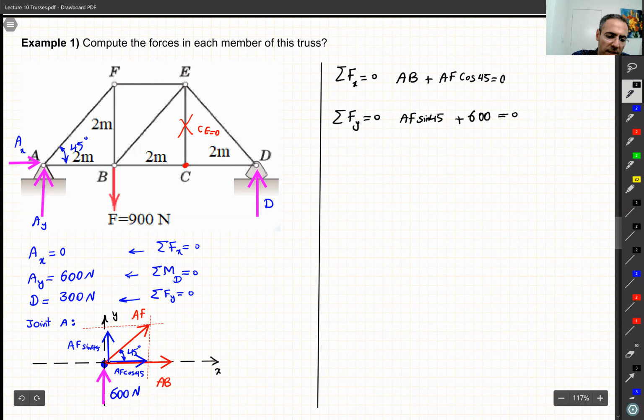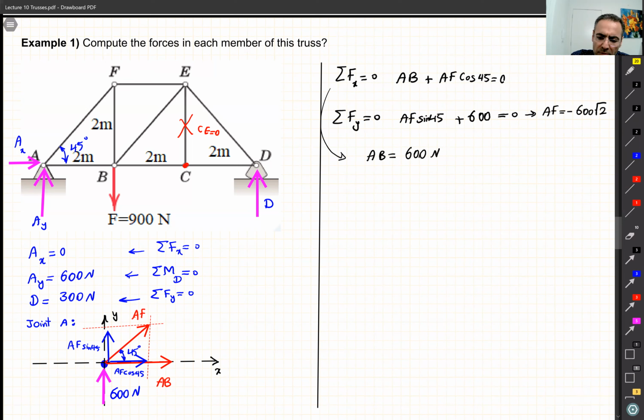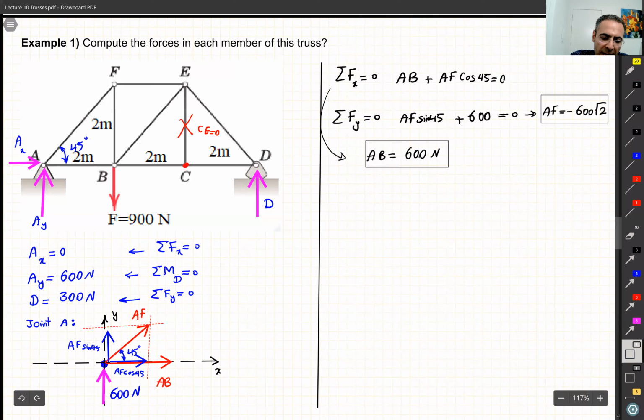So I have more room there then. So from here, I can find AF minus 600 square root of 2. So that's AF. If I substitute AF in the first equation, let me move myself up there. And from this guy, I will get AB. If I substitute there, it's going to be 600. Okay, so far we found two members, one AF and one is AB.